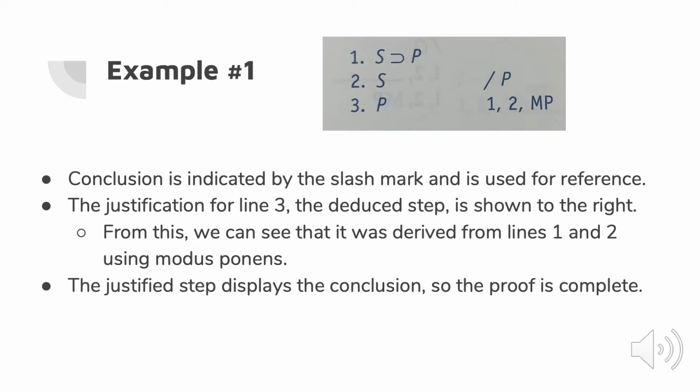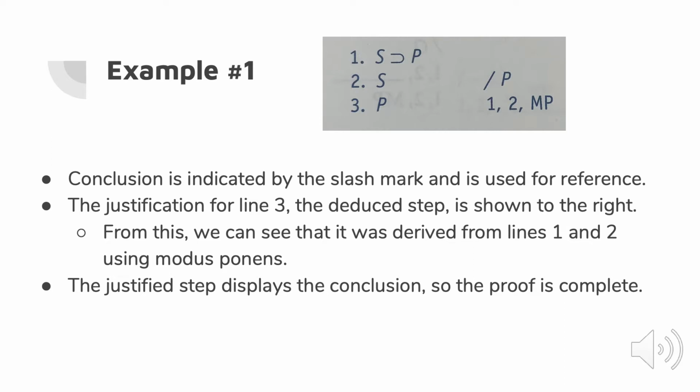The conclusion, which is indicated by this slash right here, is for reference. A proof is ultimately complete when a justified step in the proof displays the conclusion, just as this one does. In this example, the justification for line 3, right here, which is also the deduced step, is set off to the right here, and spells out its derivation. In this case, line 3 is derived from lines 1 and 2 by using modus ponens. Through this justification, the proof is complete.